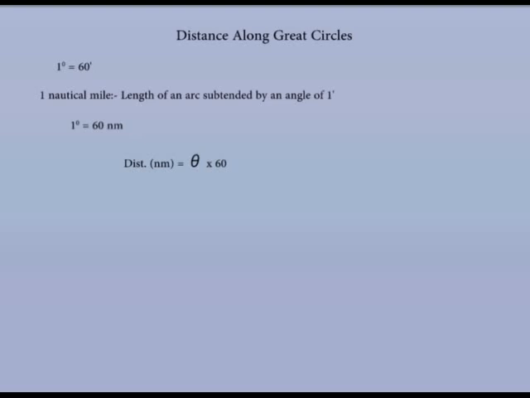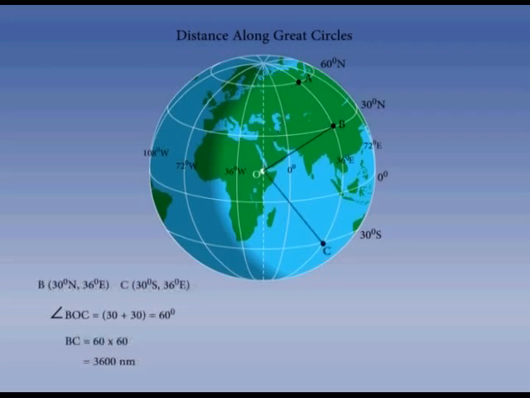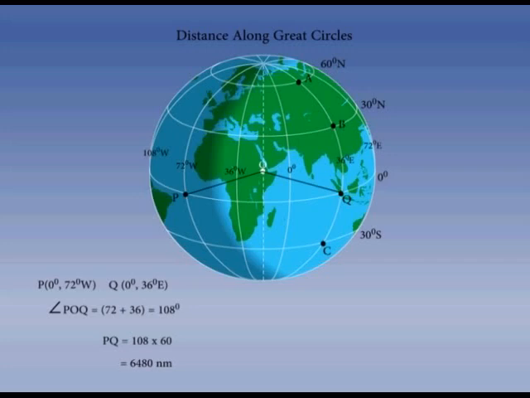So in our case, the distance AB will be given by AB is equal to 30, the angle AOB, times 60, which gives us 1,800 nautical miles. BC will be equal to 60 times 60, which is equal to 3,600 nautical miles. PQ is equal to 108 times 60, which is equal to 6,480 nautical miles.